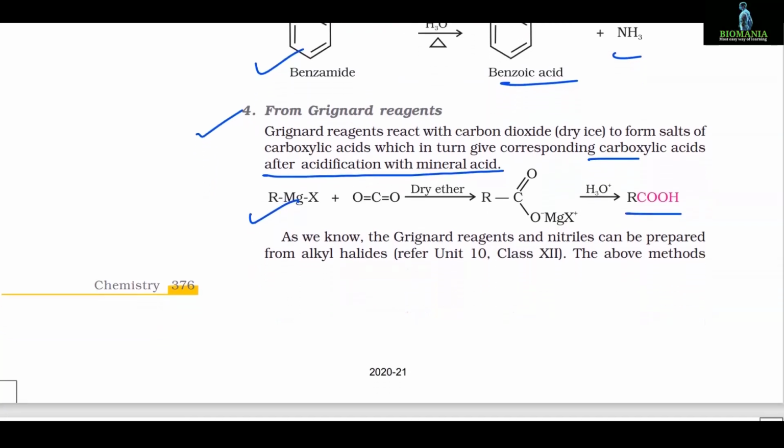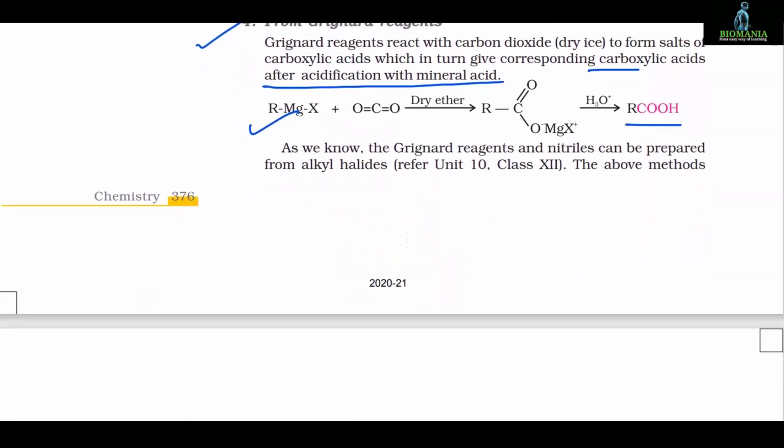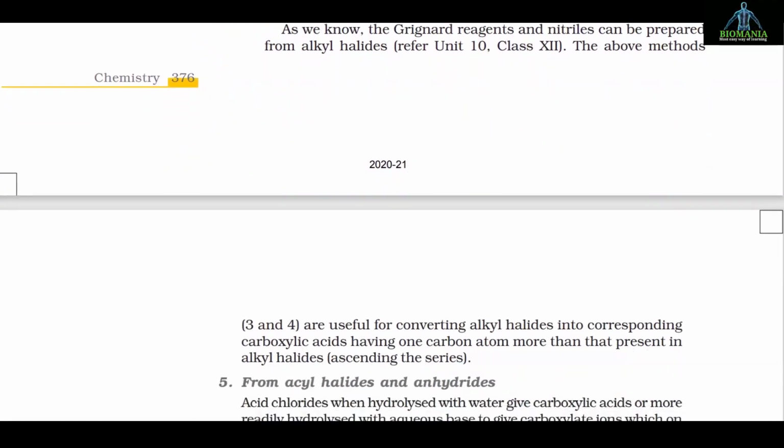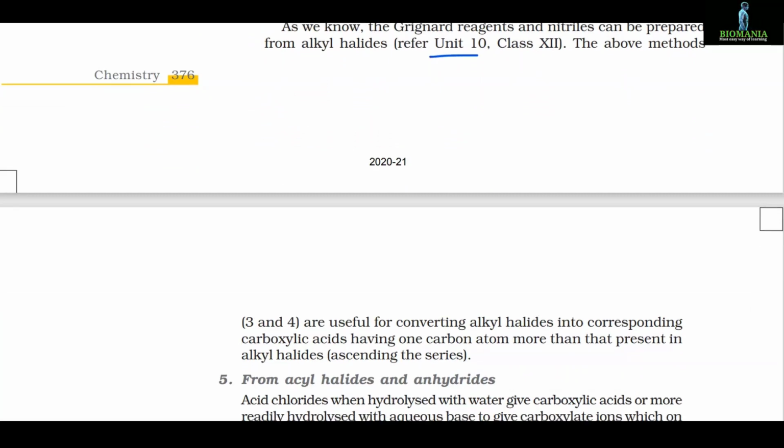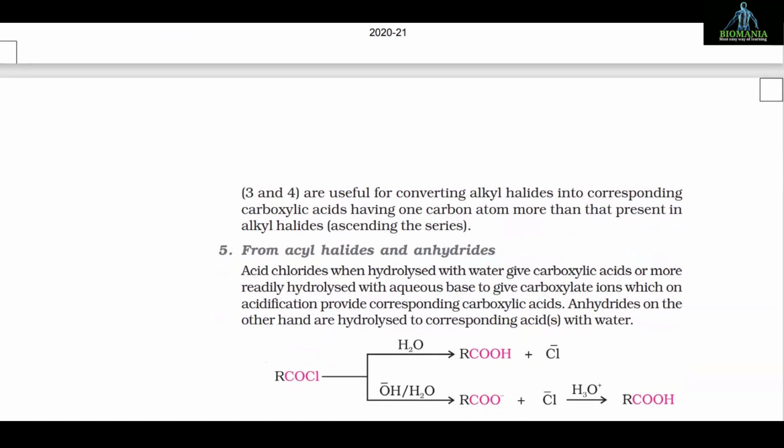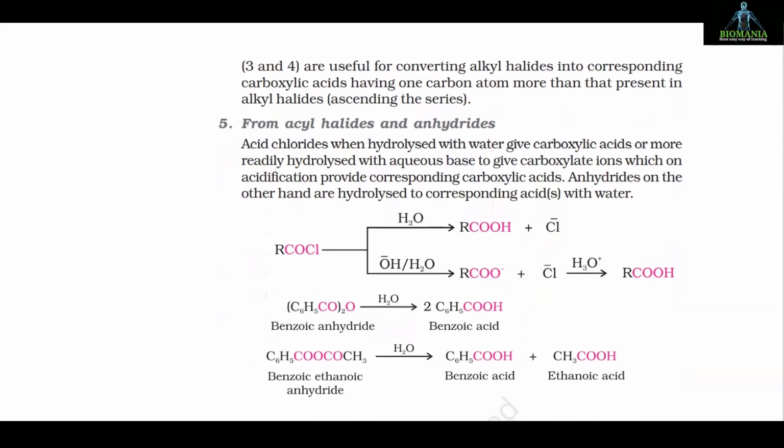As we know, the Grignard reagents and nitriles can be prepared from alkyl halides, and for this you have to refer to Unit 10 in class 12th. The above methods are useful for converting alkyl halides into corresponding carboxylic acids having one carbon atom more than that present in alkyl halides, ascending the series.